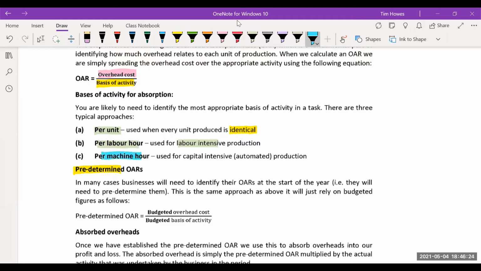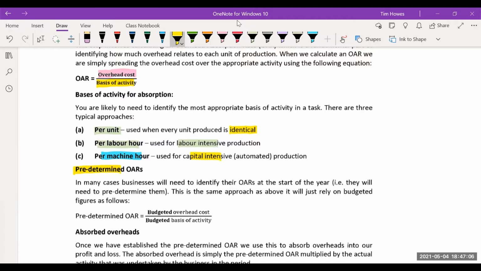If we're talking about having a capital intensive automated production, in terms of cars going down a production line and all those robots doing this, that and the other, different types of car are likely to have different robot times included on their production. And so how much overhead gets absorbed into cars is not necessarily per car, but based on how many hours the robots are working on it. So for capital intensive, automated, machinery driven production, maybe the number of hours of robot time is the right way to do it.